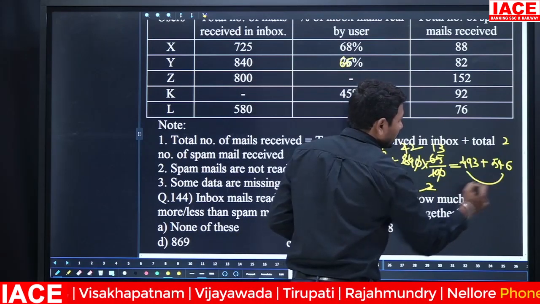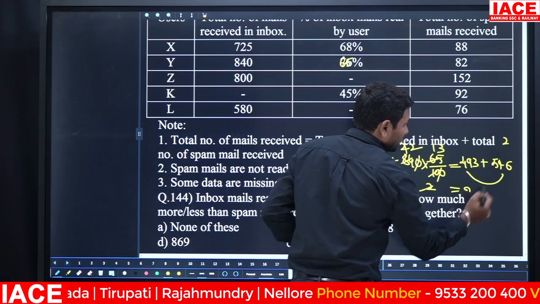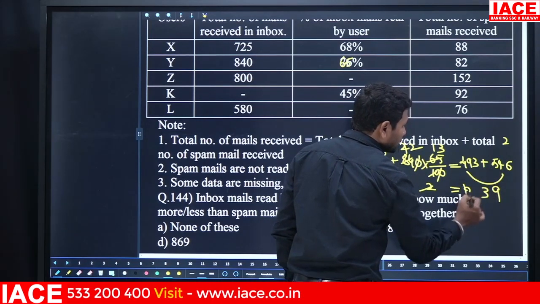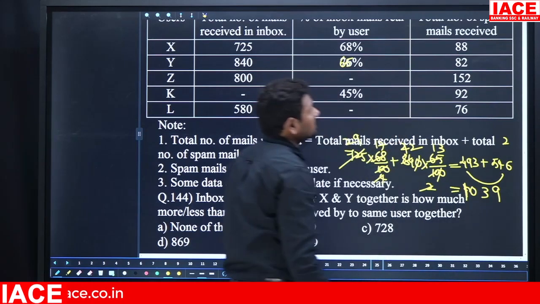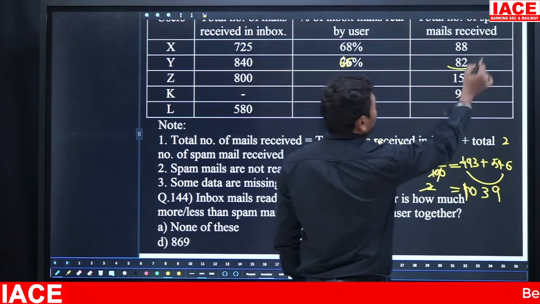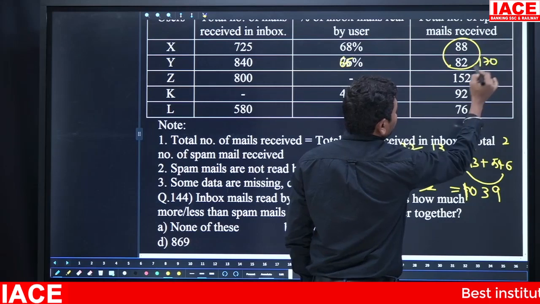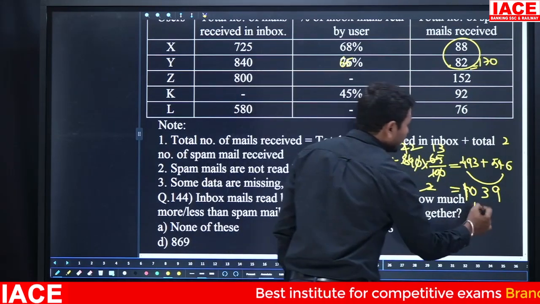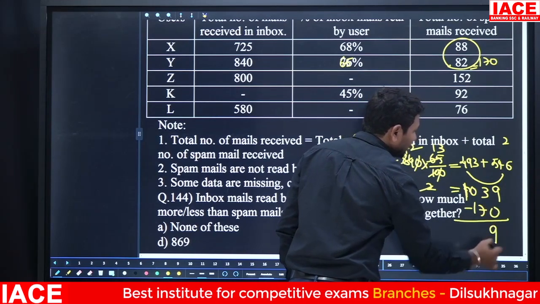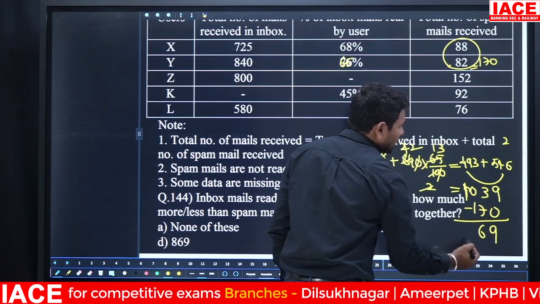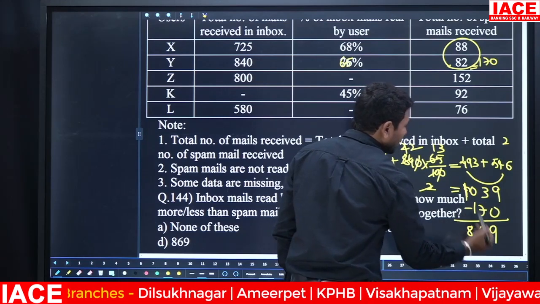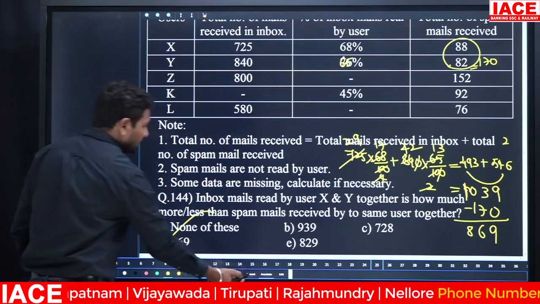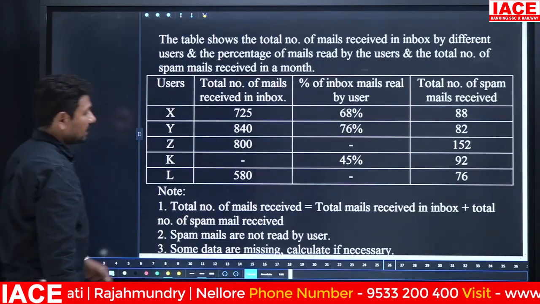Both are added now. Here it becomes 9, here 6 plus 3 is a 9, and 4 plus 9 is 13, and it is a 1039. Its value is 1039. And from 1039, 88 plus 82 is equal to what? 170. The 170 we are going to remove. 13 minus 7 is 6, and remaining value is 8. 869. 869 means option D. Option D. Next.